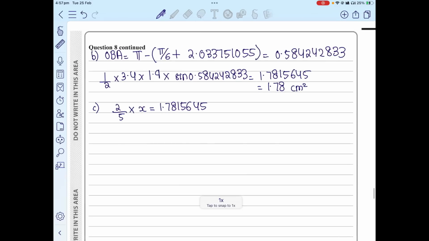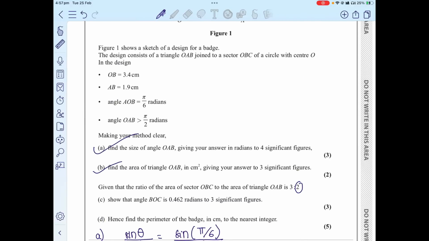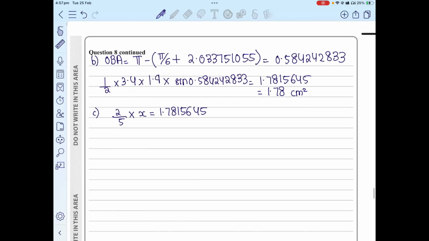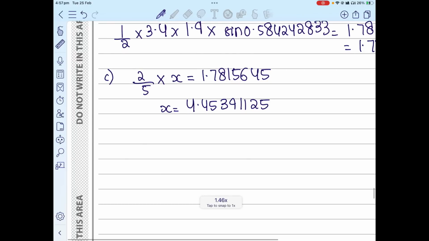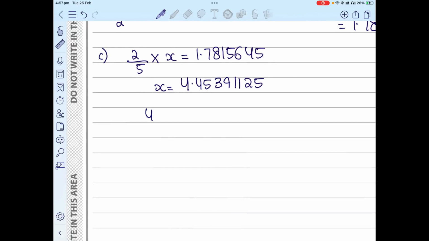1.781565, because it says that 3 is to 5 the area is divided and 2 is for this triangle. Which triangle? OAB. We know the area of triangle OAB, so 2 over 5 of the whole is x. So I can find the whole value. The x value is going to be 1.781565 divided by 2 over 5, or divided by 0.4. X is going to be 4.45391125, and this is the whole value. Now, if I multiply it by 3 over 5... okay, give me a minute. 2 over 5. Have I done this wrong?